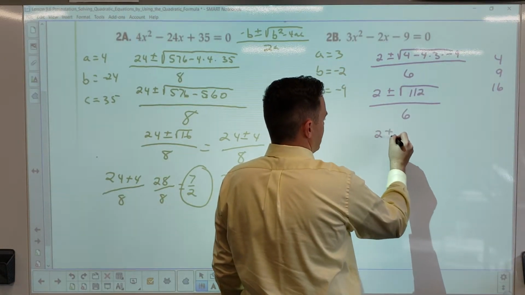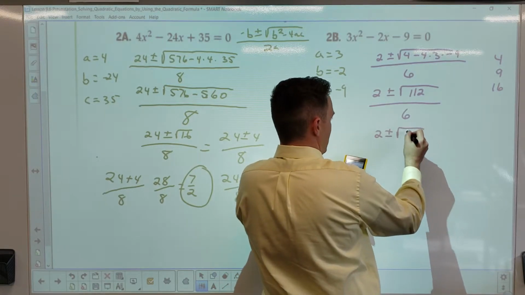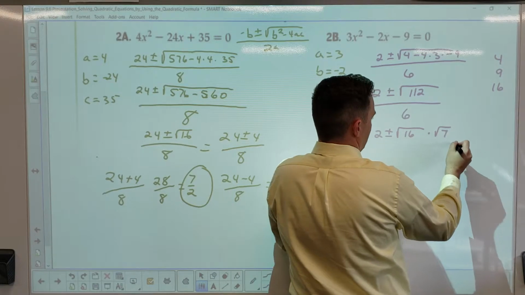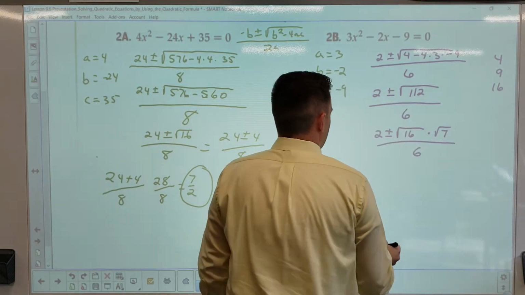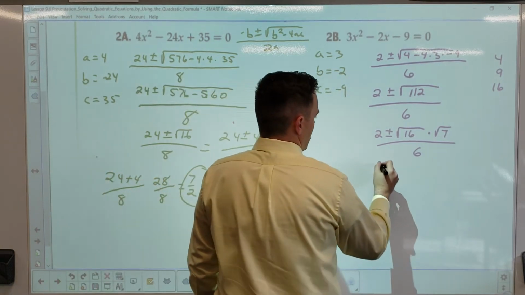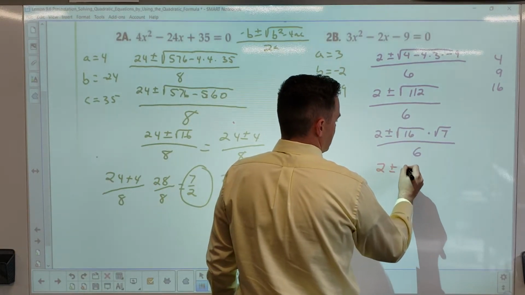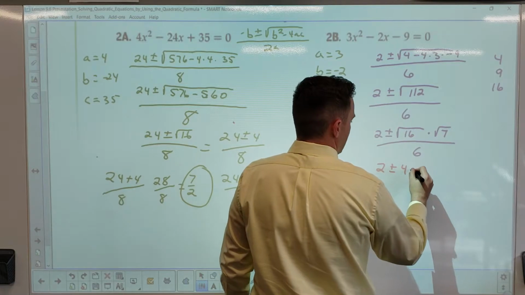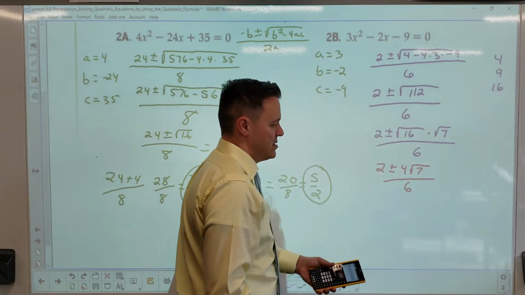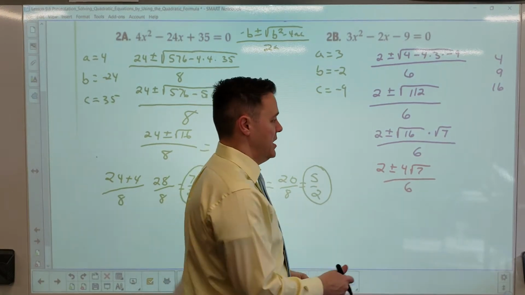So it'd be 2 plus or minus square root of 16 times the square root of 7 all over 6. All right, and then you can simplify it down again. So it would be 2 plus or minus 4 times the square root of 7 all over 6. And then can you simplify this? The question and answer would be yes, you could.